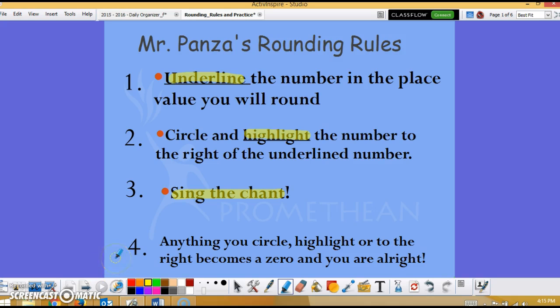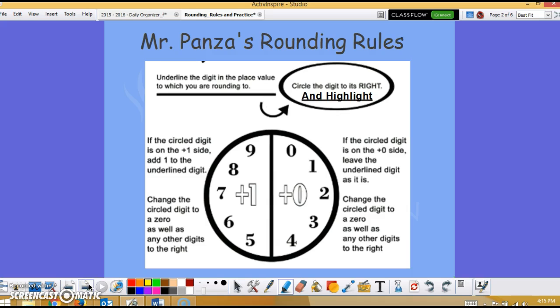Let's take a closer look at Rule 3. Singing the chant is certainly good, and it helps you answer the problem, but you have to understand what it means when you say 5 above, give it a shove, and 4 below, leave it go. When I say 5 or above, give it a shove, I'm talking about the number that is circled and highlighted. But that is talking to the number that you underlined, which means if the number that you circled and highlighted is 5, 6, 7, 8, or 9, it is telling the number that you underlined to give it a shove, or add 1. If the number you circled is 0, 1, 2, 3, or 4, then for the number that you underlined, you add nothing to it.